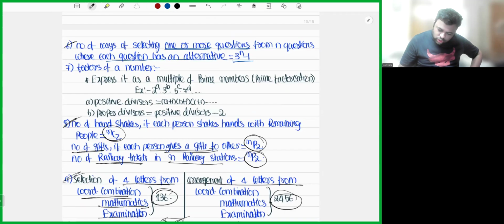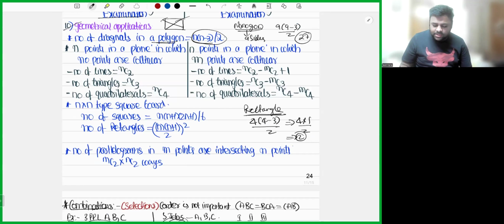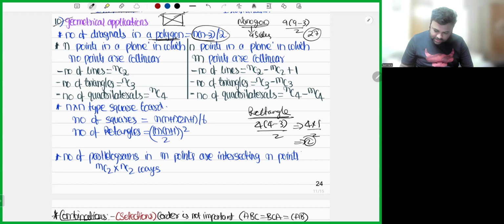Now geometrical applications. I already said, in geometrical application, number of diagonals in a polygon will be n into (n minus 3) whole divided by 2. Okay, there is nothing special point in this. Next.